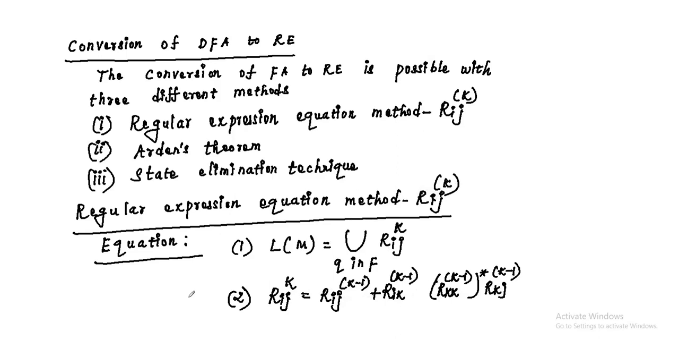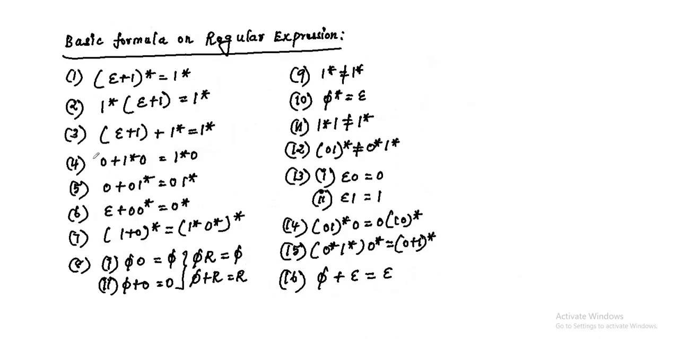Here these two formulas are very important. We are going to use them in the Rij raised to the power k equation problem. First one, L of M equal to union of q in F Rij raised to the power k. Second equation, Rij raised to the power k equal to Rij raised to the power k minus 1 plus Rik raised to the power k minus 1 into Rkk raised to the power k minus 1 whole star into Rkj raised to the power k minus 1. This is the basic formula and we are going to use this formula in the problem.